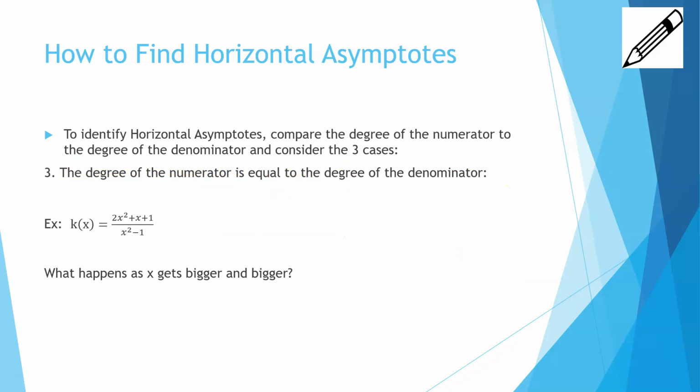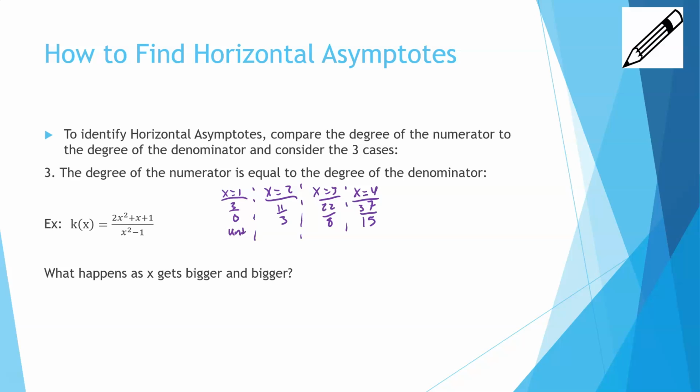And last but not least would be the case where the degree on top is equal to the degree on the bottom. Well, let's look at what happens. So if I go with what I did here before, I would get 3 over 0, which is undefined, so that's not helpful. So I plug in 2. So I'm plugging in as x's get bigger and bigger, gives me 11 thirds. Then I plug in 3, and I got 22 eighths. Plug in 4, and I get 37 over 15.